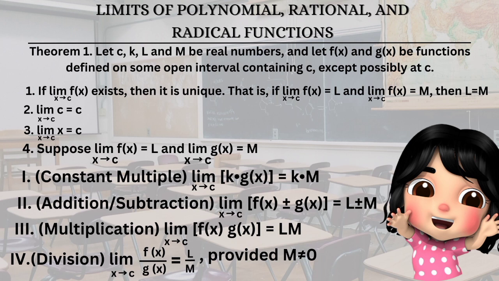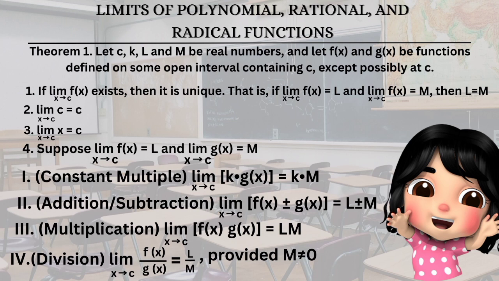Theorem 1. Let C, K, L, and M be real numbers, and let f of x and g of x be functions defined on some open interval containing C, except possibly at C. Number 1. If limit f of x as x approaches C exists, then it is unique. That is, if limit f of x as x approaches C equals L, and limit f of x as x approaches C equals M, then L is equal to M.